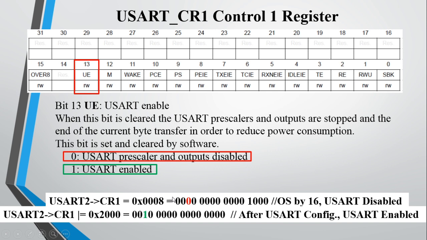So initially I am making this bit as 0. That is why I am writing CR1 equal to 008. That means UART is disabled. And once all the configuration of UART is over, you need to set this 13th bit to 1. So the last step of UART configuration will be CR1 OR equal to 2000. That means you are enabling the UART. So this should be given as the last step. You need to keep that in mind.